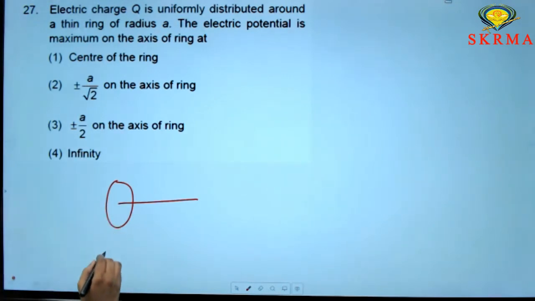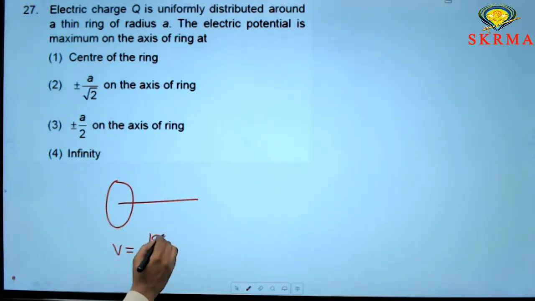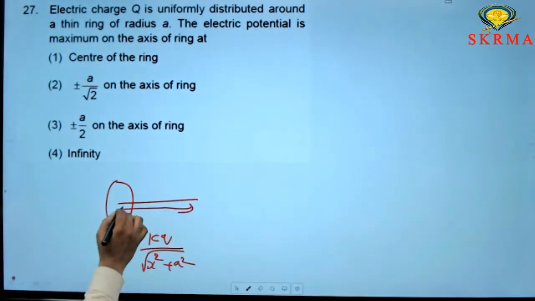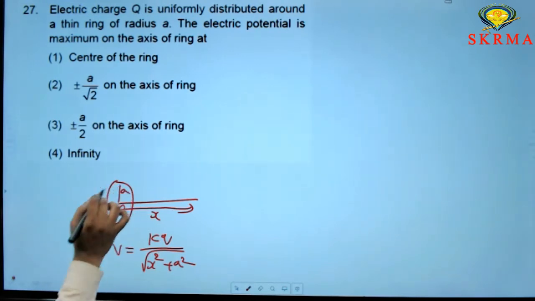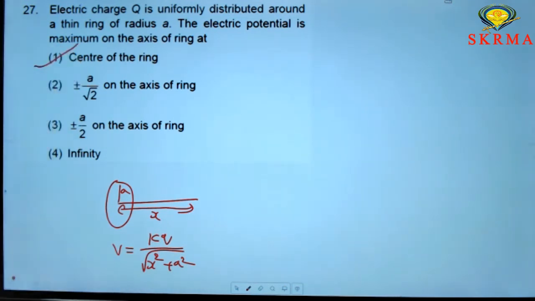So what is the potential formula? KQ by square root of x square plus a square. So assume that this length is x, and the radius is a. This is the formula. So when will it be maximum? If you substitute x equal to 0, then it will be maximum, or at the center of the ring, that is maximum. Potential is maximum at the center of the ring only.